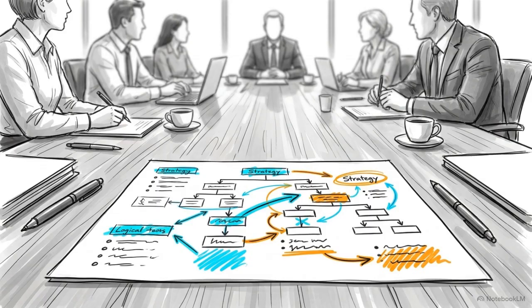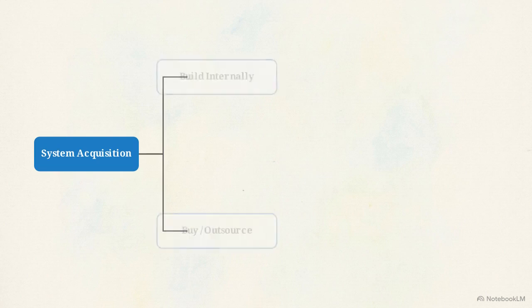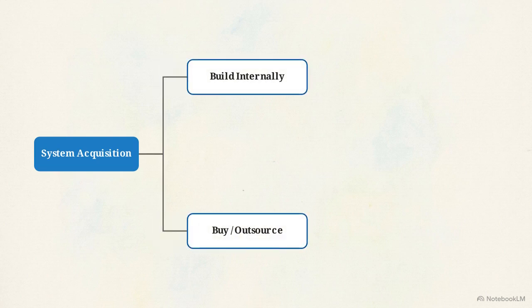We can also apply this structured approach to high-level project strategy using a decision tree. Let's say management is debating how to implement a new platform. We start with a single root node, the core dilemma, system acquisition. From here, the path splits into our primary options. We can build internally or buy an outsourced solution.